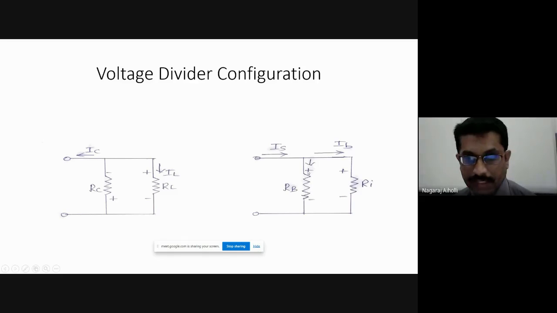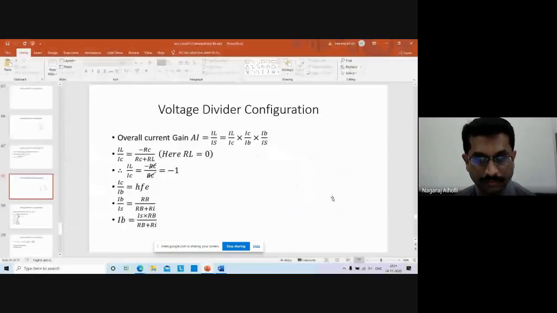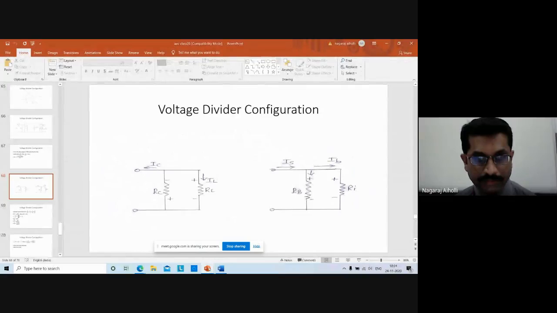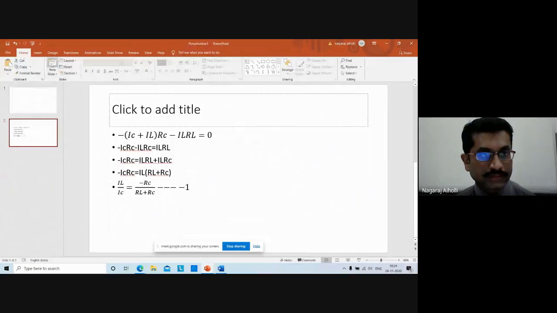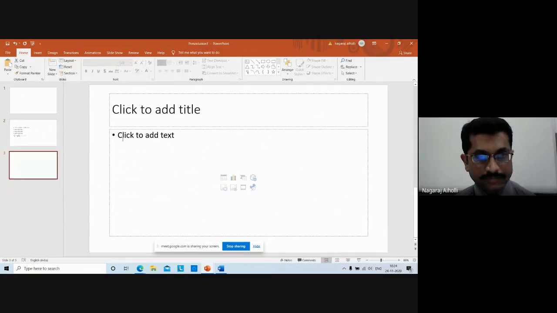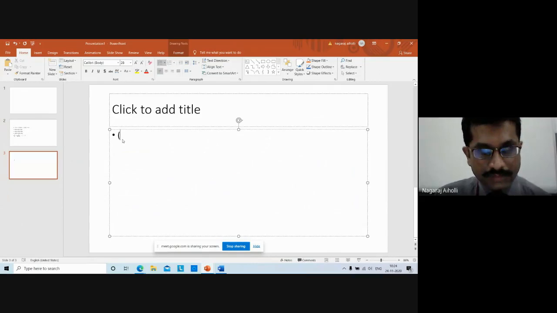What is the equation? IS minus IB into RB. Then come here, positive to negative, a decrease in energy, minus IB RI is equal to 0. Let me write the equation. So what is the equation we are getting? The equation is IS minus IB into RB minus IB RI is equal to 0.